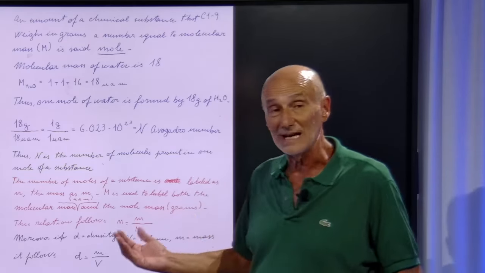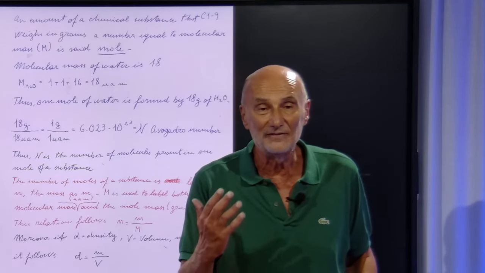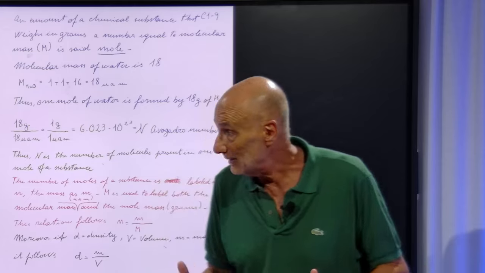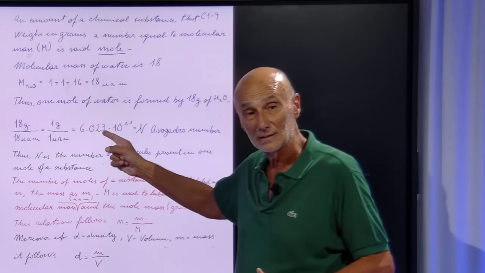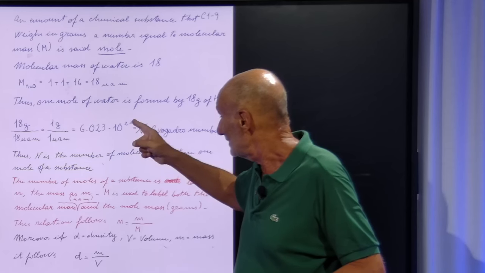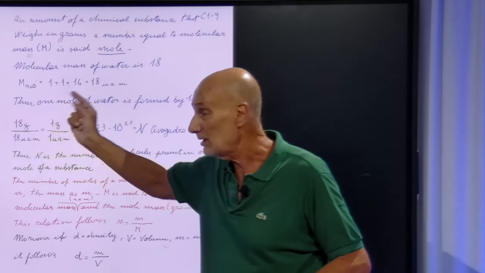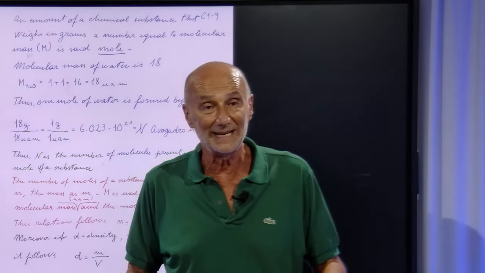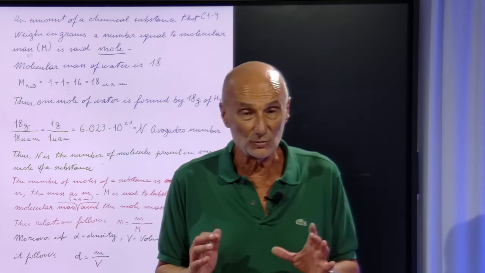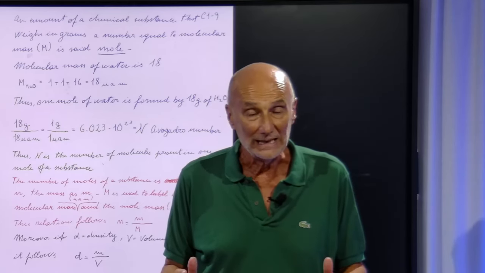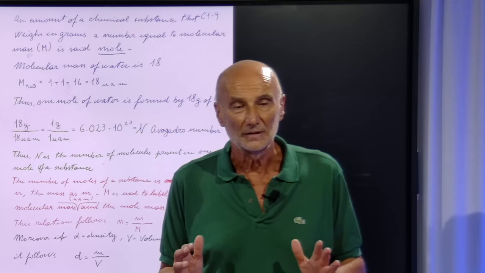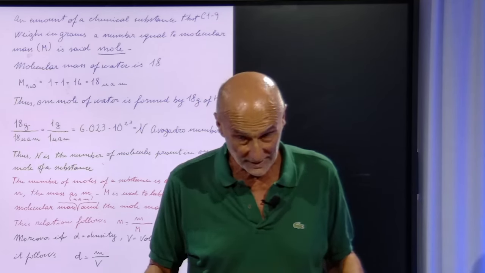By defining the Avogadro number in this second way, we see the very large importance that this chemical constant assumes. Namely, you need 6.023 times 10 to the 23 molecules to form a mole of water. We conclude that the Avogadro number is the number of molecules of a substance that is present in 1 mole of this substance. Okay? And this definition will always be valid.